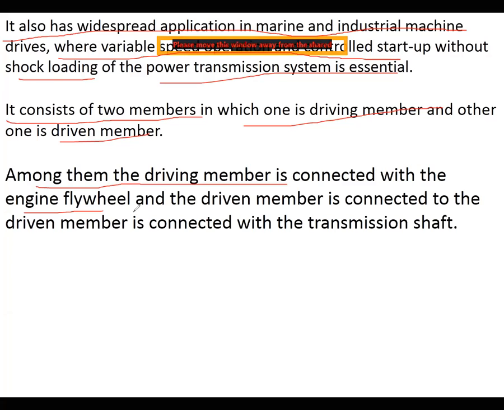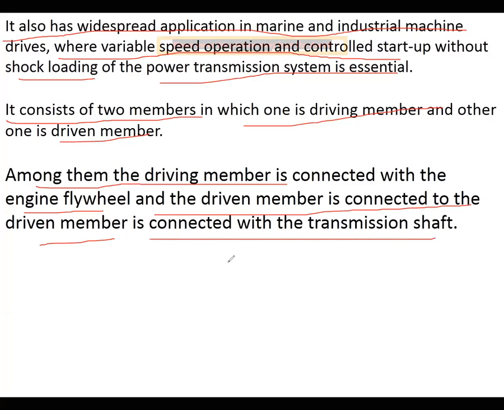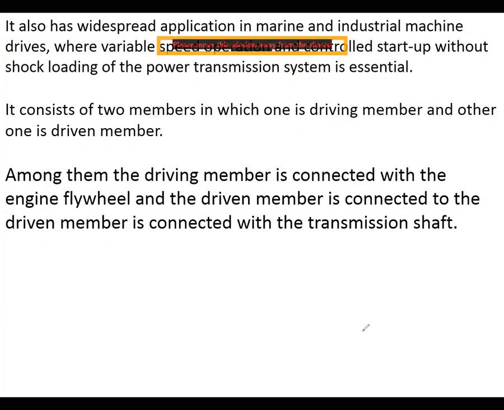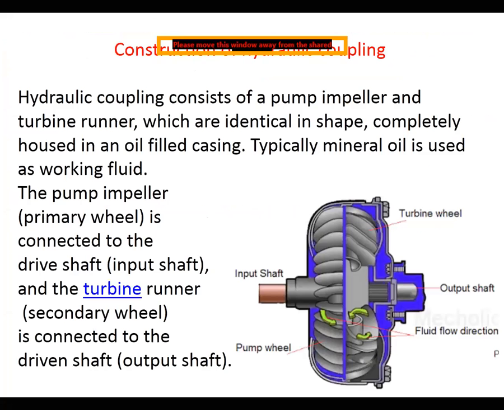The driven member is connected with the transmission shaft. The driven member is directly connected to the transmission shaft. So the driving member is connected to the engine, and the driven member is directly connected to the transmission shaft.